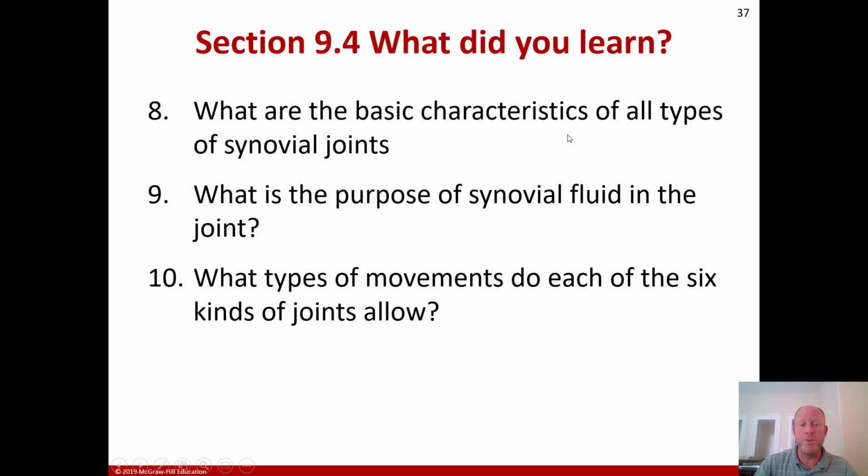So what are the basic characteristics of all types of synovial joints? You should be able to answer that now. What's the purpose of synovial fluid in the joint? And what types of movements does each of the six kinds of joints allow? And we'll come back for section 5 here shortly.